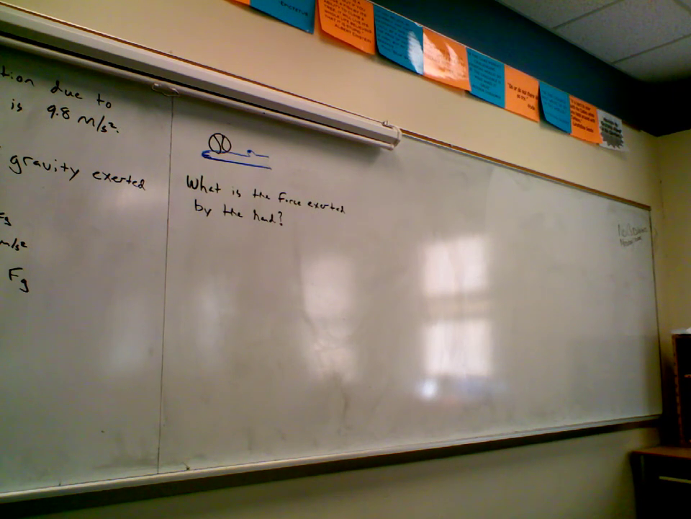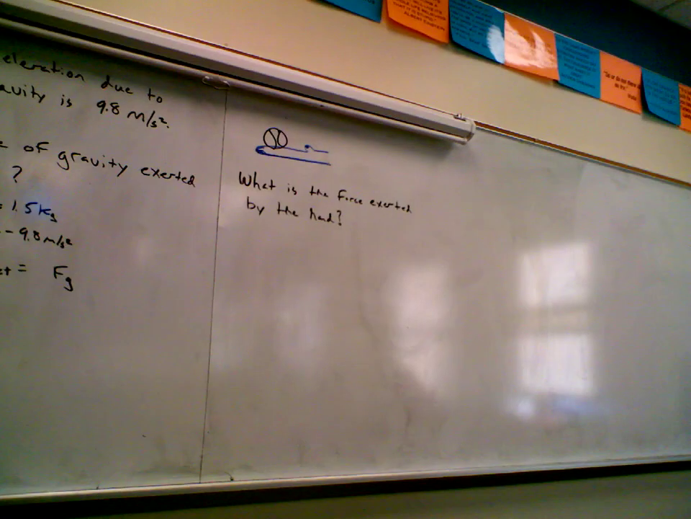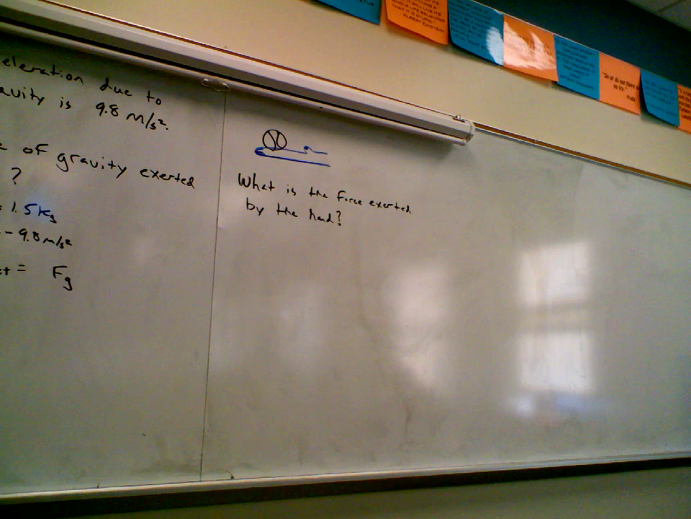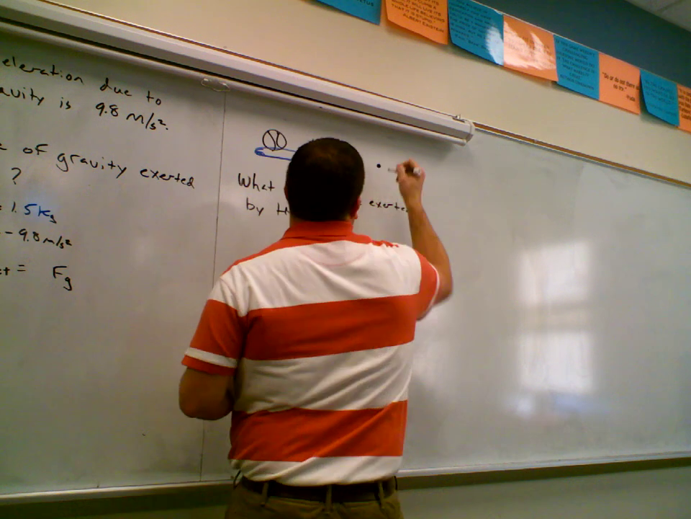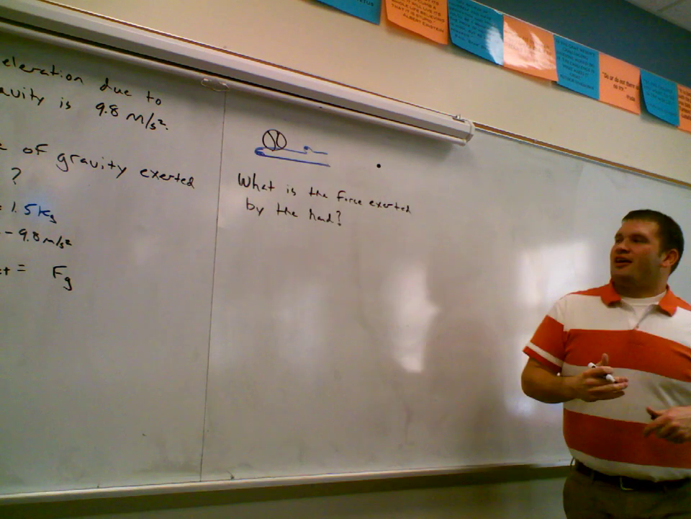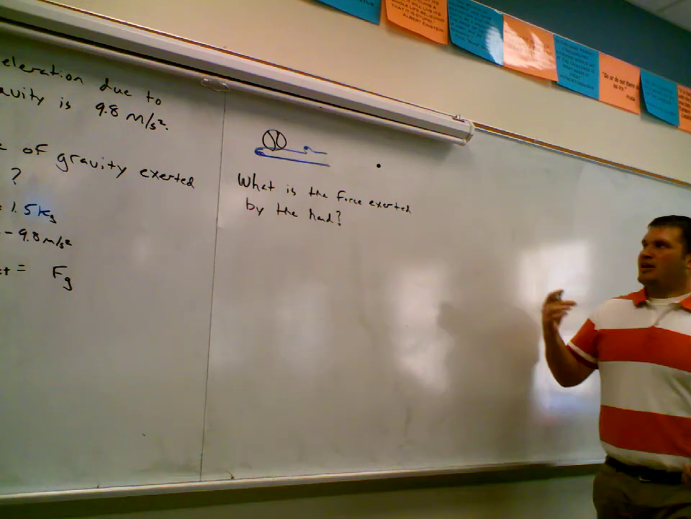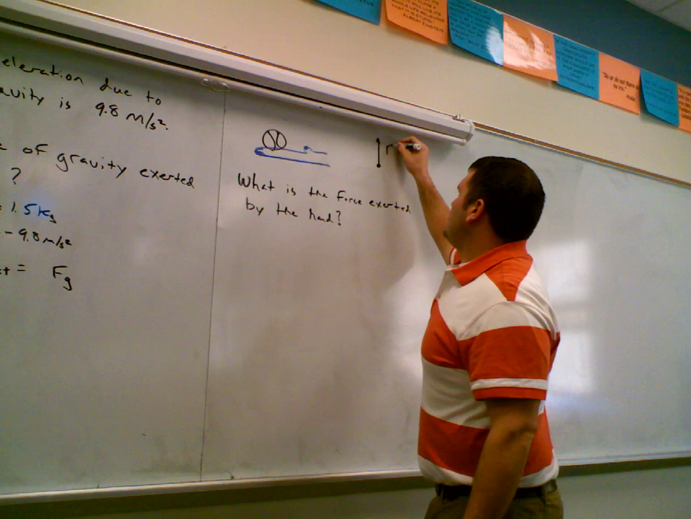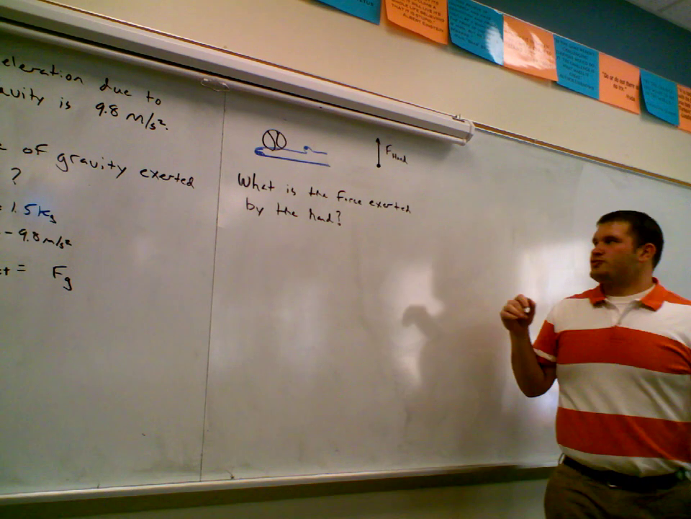To get started with this, we are going to draw a free body diagram, right? A free body diagram shows all the forces acting on an object. We're going to draw a free body diagram for the baseball. So what forces are acting on the baseball? Your hand. Which way does the hand point? Up. What else? Gravity. Which way does gravity point?